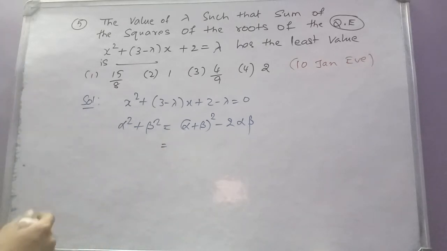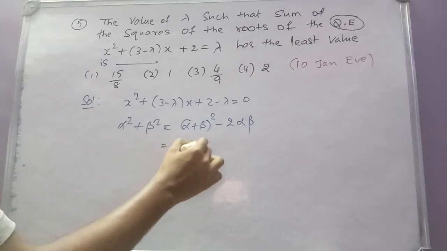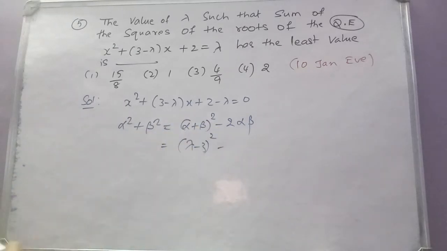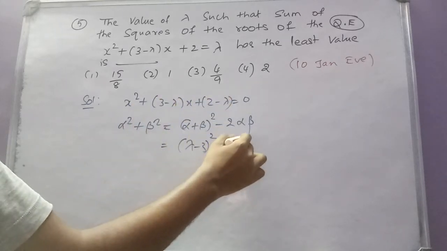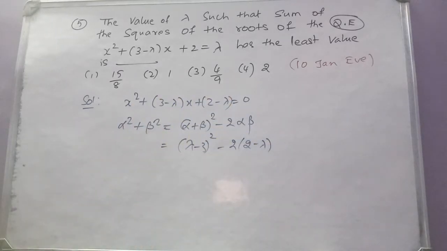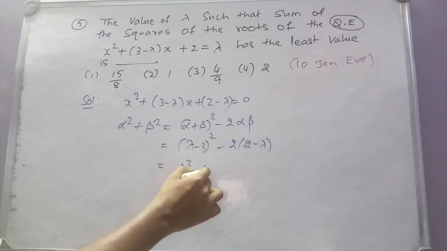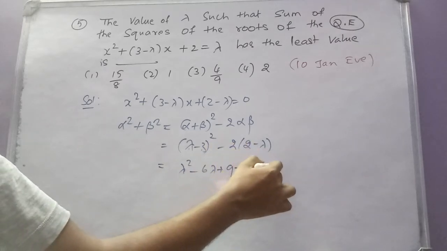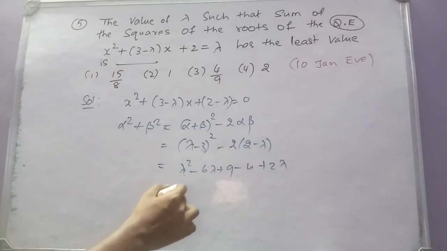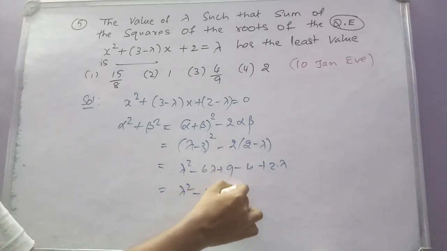So alpha plus beta is minus b by a, that means lambda minus 3 only, with square, minus 2 into alpha beta, which is c by a, so c is 2 minus lambda. Just expand it using (a minus b) whole square, a square minus 2ab plus b square, and here minus 4 plus 2 lambda. So this is lambda square minus 4 lambda plus 5.